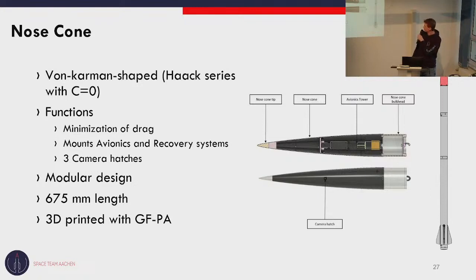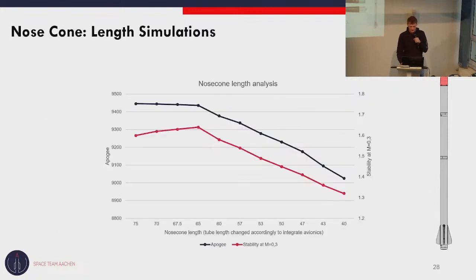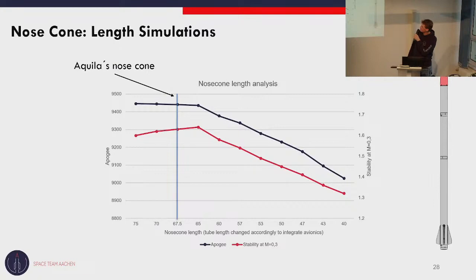It's a modular design, meaning we can easily take the nose cone off from the bulkhead by unscrewing basically only, I think, 8 screws. And the bulkhead in itself is modular. The entire length of the nose cone will be 675 millimeters. It will be 3D printed using glass fiber reinforced polyamide. We did a length simulation of the nose cone, and as you can see, we are right at the sweet spot, which I think is quite optimal. So yeah, that's nice.